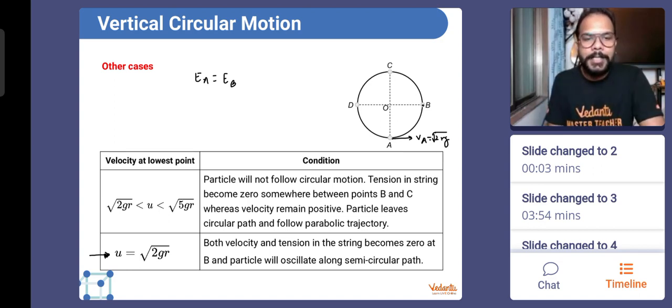But if you have a velocity which is somewhere between under root 2 rg and under root 5 rg, then what will happen, guys? Your body will be able to cross point B, will be able to reach here, maybe at point P.